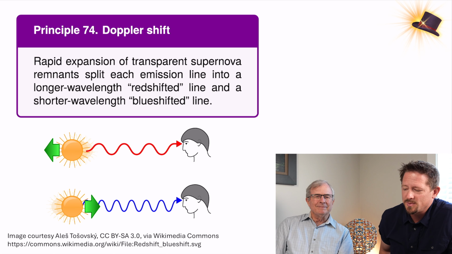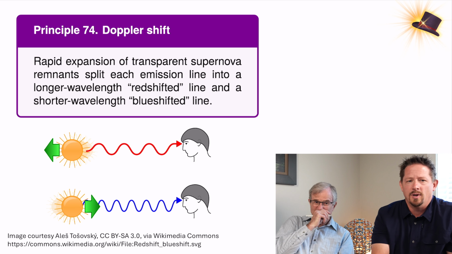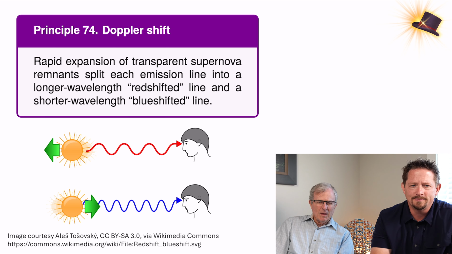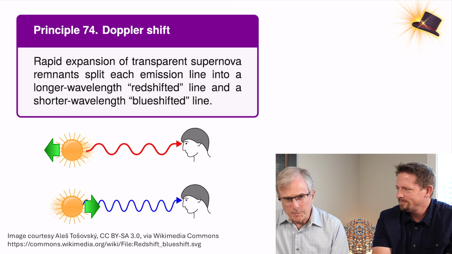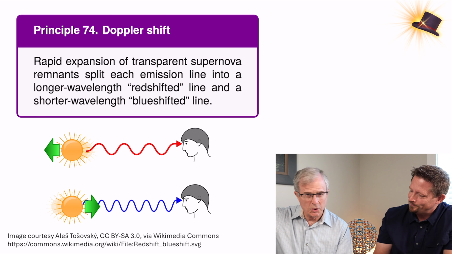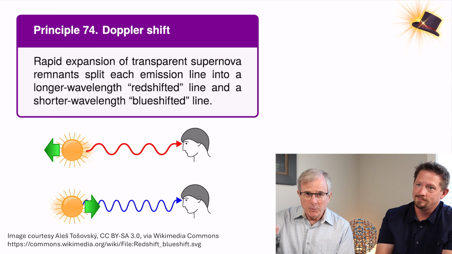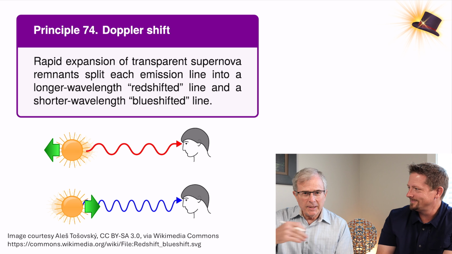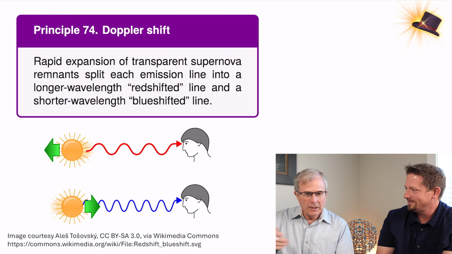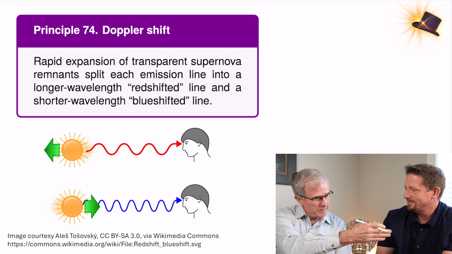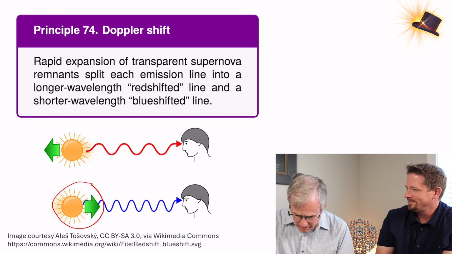All right, Principle 74, Doppler shift. Rapid expansion of transparent supernova remnants split each emission line into a longer wavelength, redshifted line, and a shorter wavelength, blueshifted line. So the Doppler effect is something that you've all experienced because you've heard cars approaching or trains approaching, and the sound that you hear is high pitched, and then when it passes you, it quickly goes down to a lower pitch, so that when it's approaching, that's a blue shift.